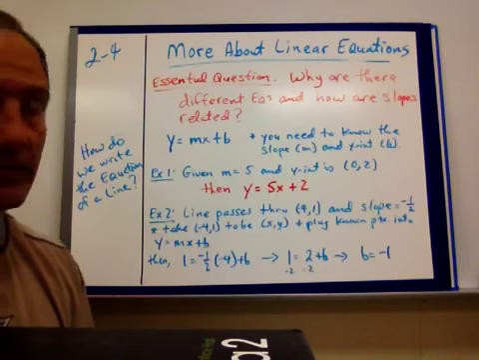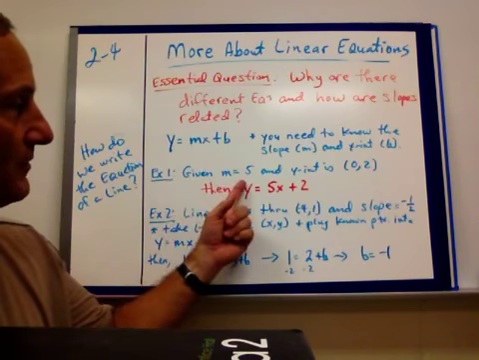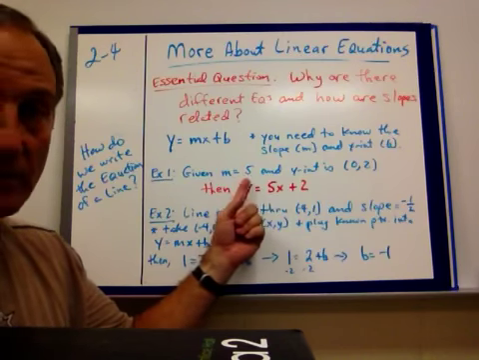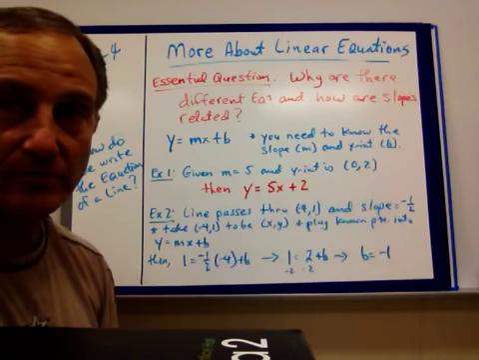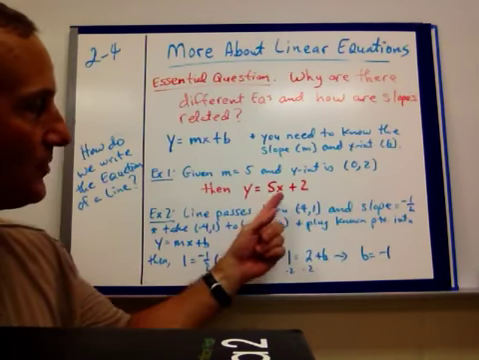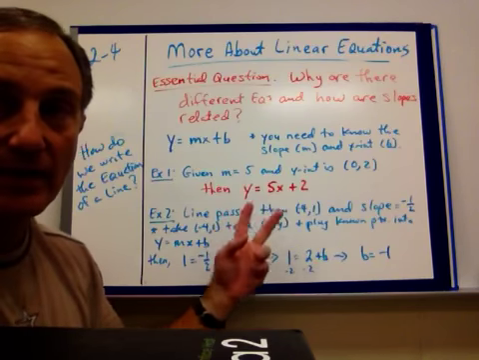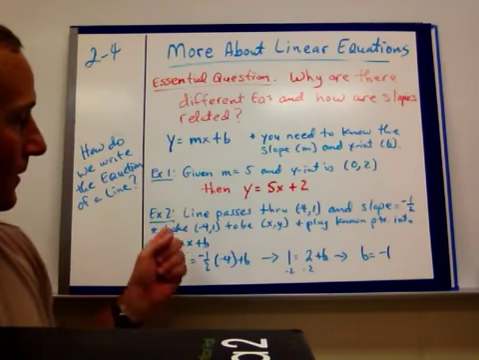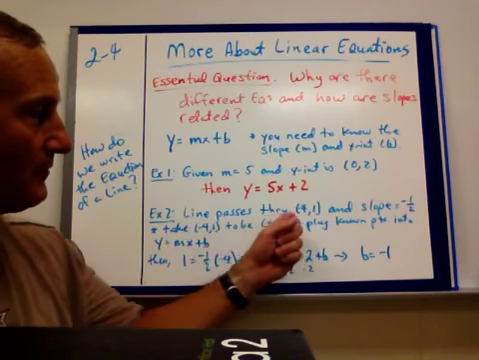A couple different examples of how it can be presented. I gave you one like this on the last notes. If you're given the slope is 5 and the y-intercept is (0, 2), they're giving you m is 5 and b is 2. So you just plug in your m and your b, remembering that x and y are points on the line.